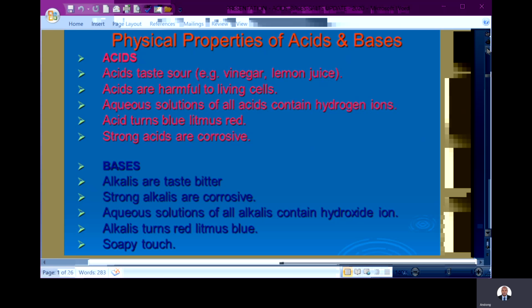In terms of indicator paper, alkali will turn red litmus paper blue, unlike acid, which will turn blue litmus paper red. Bases are bitter in taste. They are soapy, that is slippery in nature, and can even produce foam. A good example of a substance in nature with basic content is the aloe vera plant. It is bitter in taste and soapy in nature.